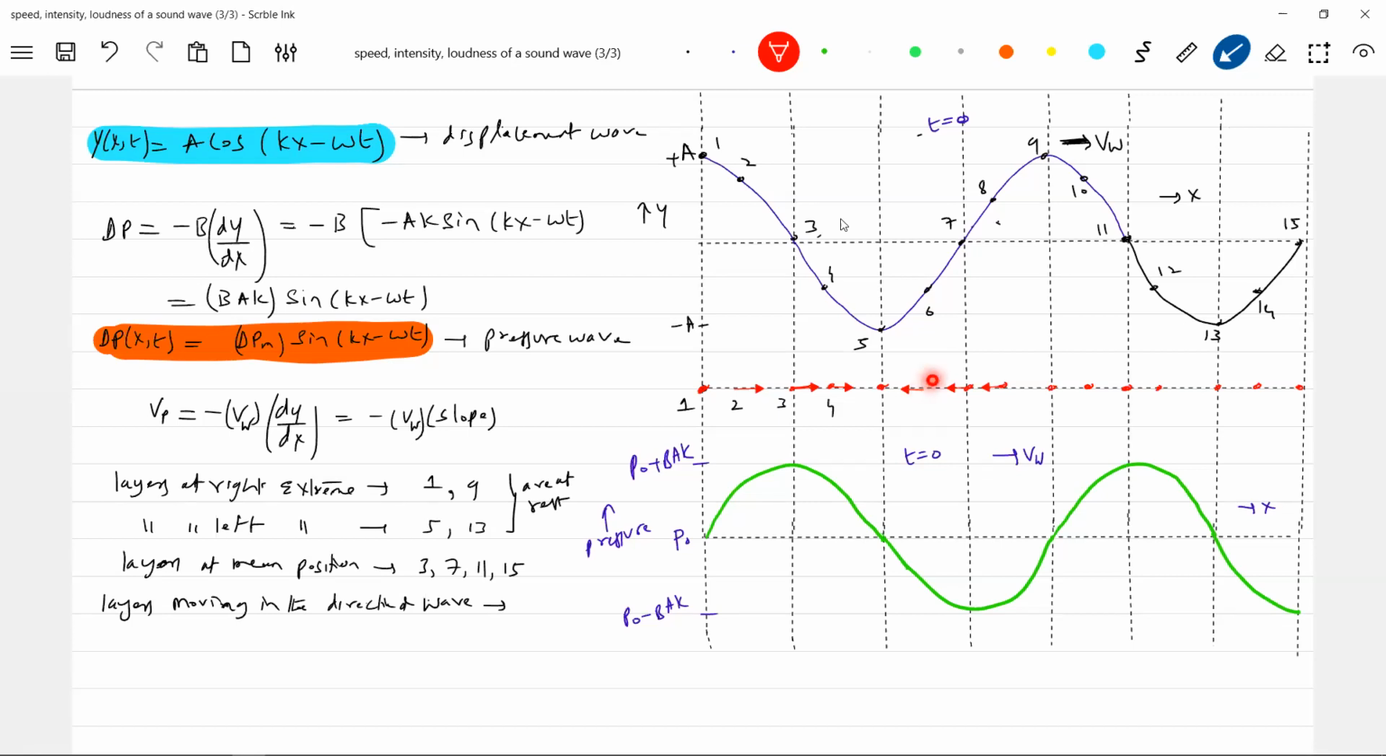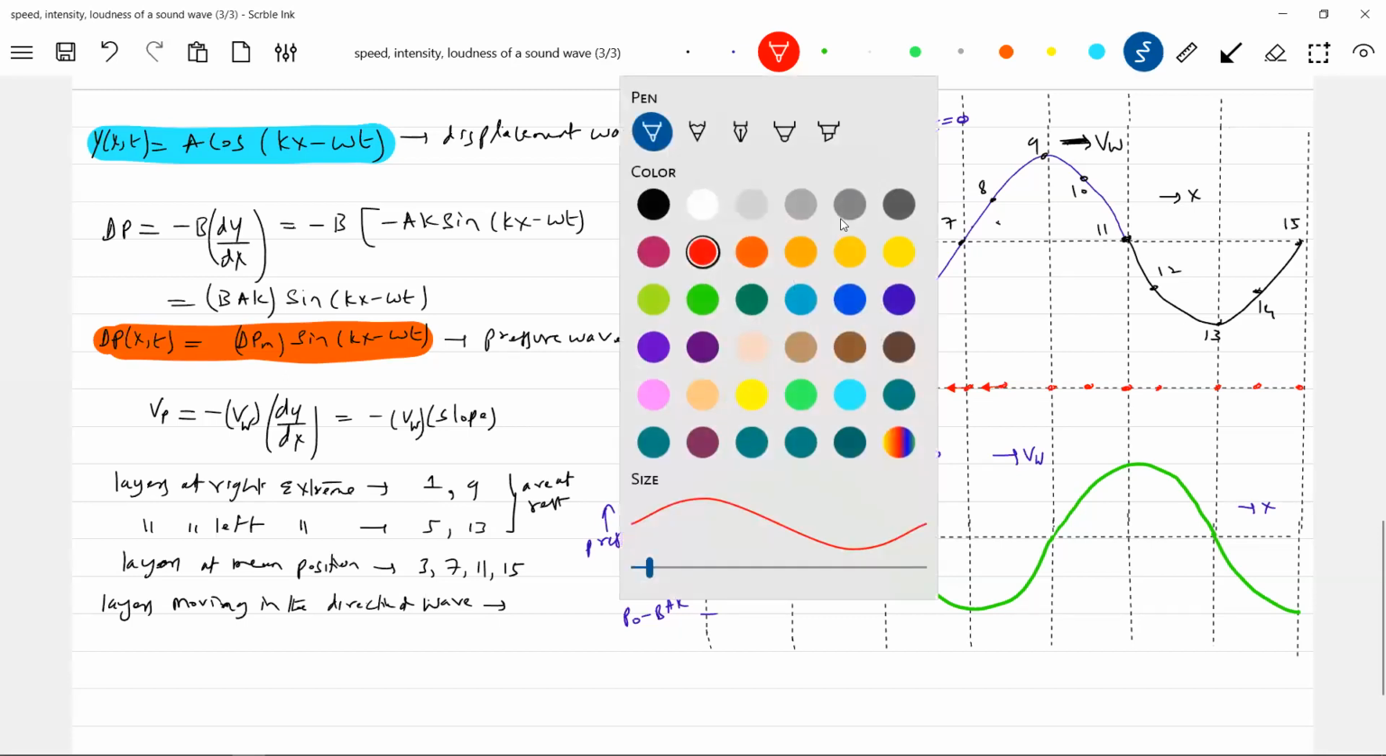Arrow not visible properly. I'll increase the size.